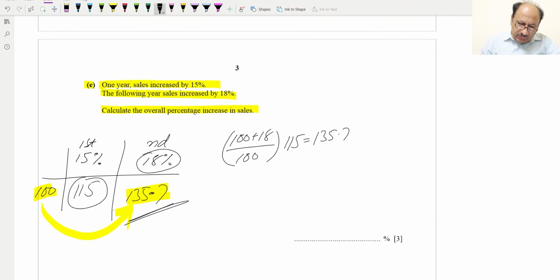So it is basically a 35.7% increase, and it is a 3-mark question. Hopefully you understood this percentage increase.